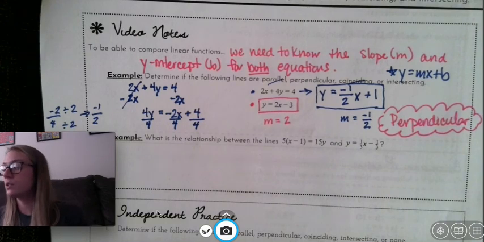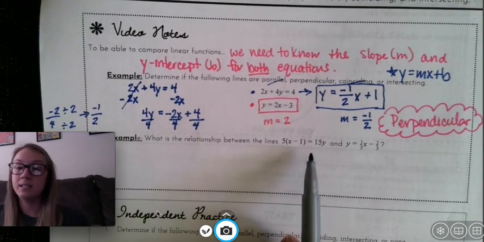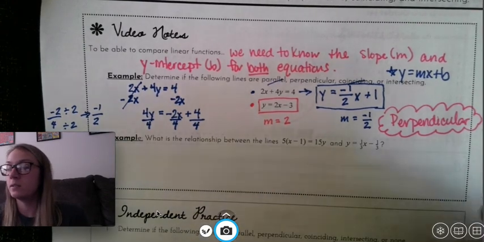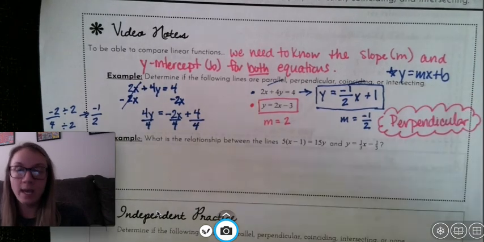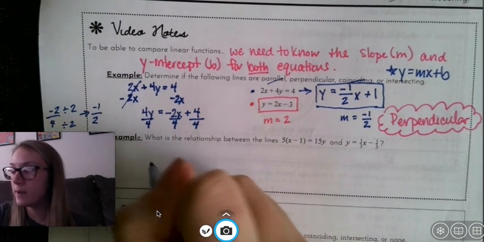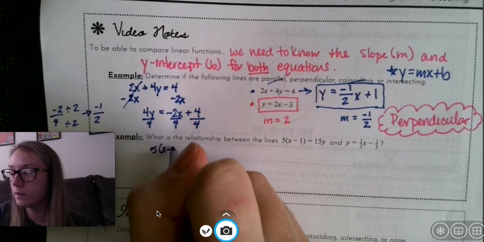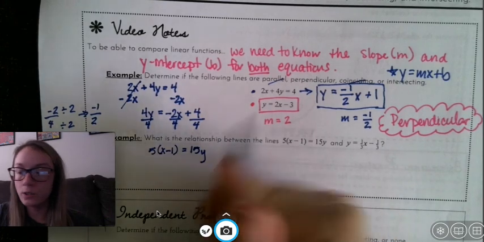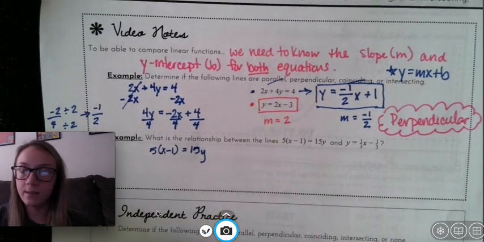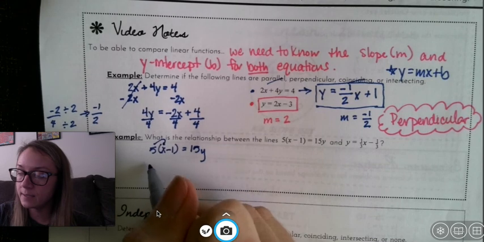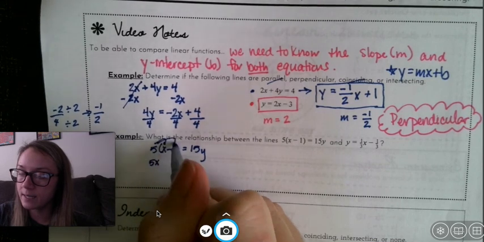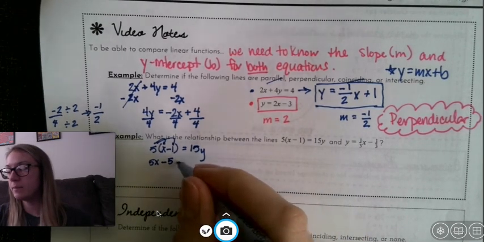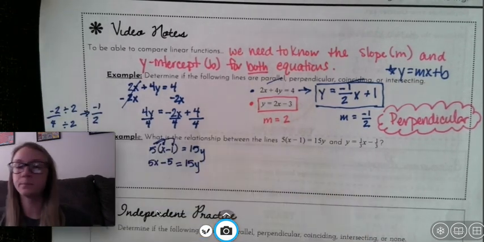So starting with the first one, if I look at this one right here, it is not in slope-intercept form. And so I want to get rid of my parentheses because slope-intercept form does not have parentheses. And then I do want y by itself. So I'm going to rewrite this one over here. And then I'm going to distribute my 5 to everything in the parentheses. So 5 times x is 5x. 5 times -1 is minus 5. Then I can bring down my equal sign and my 15y.